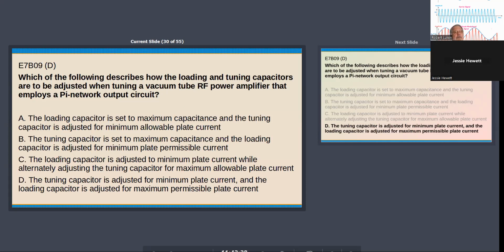Okay, which of the following describes how the loading and tuning capacitors are to be adjusted when tuning a vacuum tube RF power amplifier that employs a Pi network output circuit? Another mouthful one. A lot of words. Maybe on the next one they'll shorten that, because that's what they did on the general when they changed it. They went and reworded a lot of the questions so they weren't as wordy.